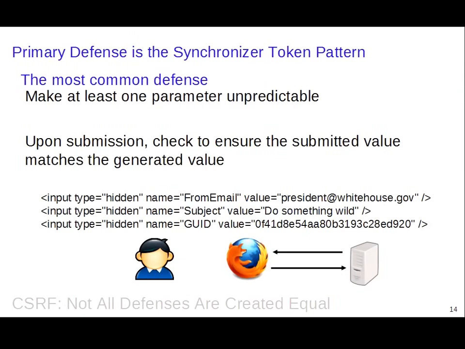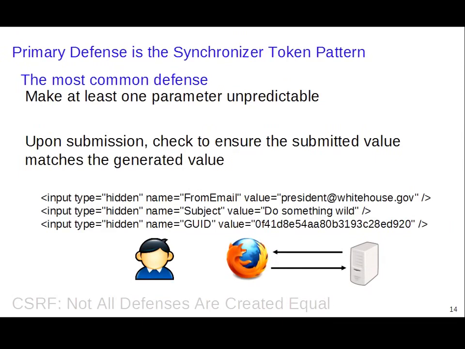It's the official defense for cross-site request forgery. The idea is very simple. I said before, if all the parameters of a transaction were predictable, they could be faked. So what's the easy solution to that? Make at least one parameter unpredictable. If at least one parameter can't be predicted, an attacker can't fake it.